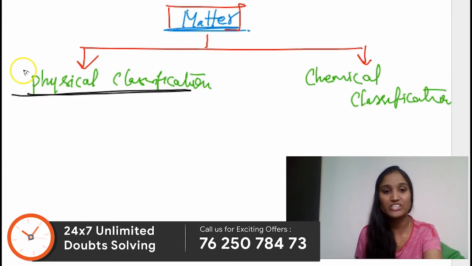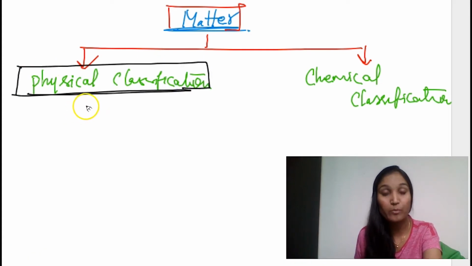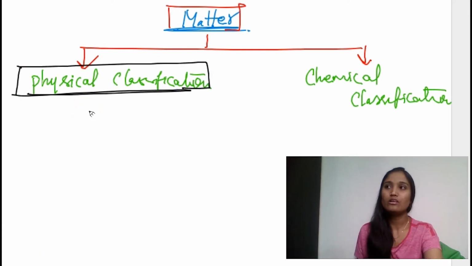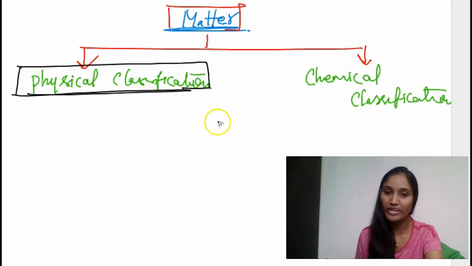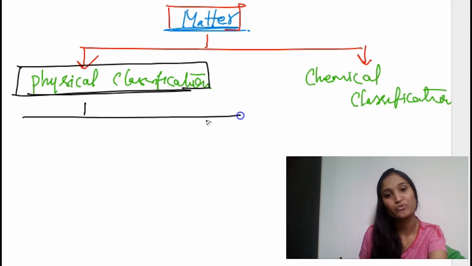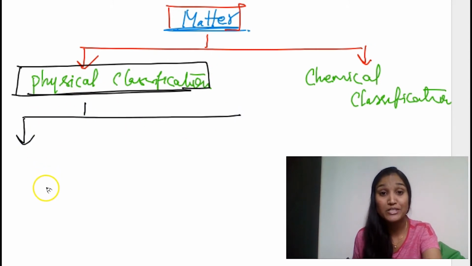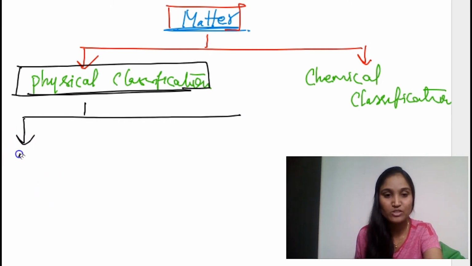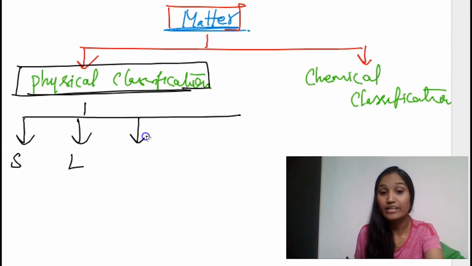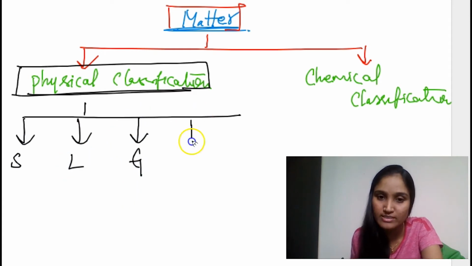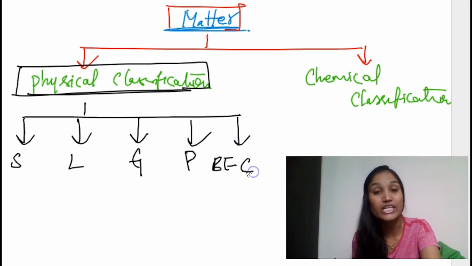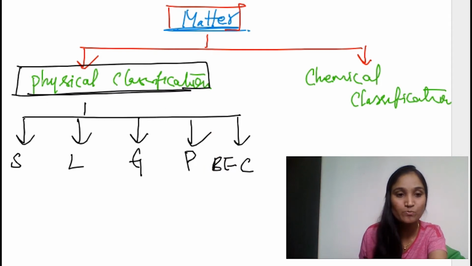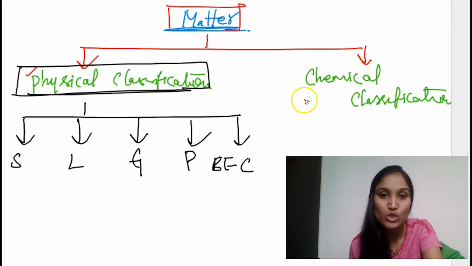Physical classification of matter is done based on the physical properties, like the volume, size, shape, etc. And you know very well about this physical classification. Physical classification says that matter can be classified into 5 states of matter. This is about the first chapter. The first one is solid, followed by liquid, and then gas. Can you tell me what are the remaining 2 physical states of matter? The fourth one is plasma. The fifth one is BEC, Bose-Einstein condensate. So this is physical classification of matter.